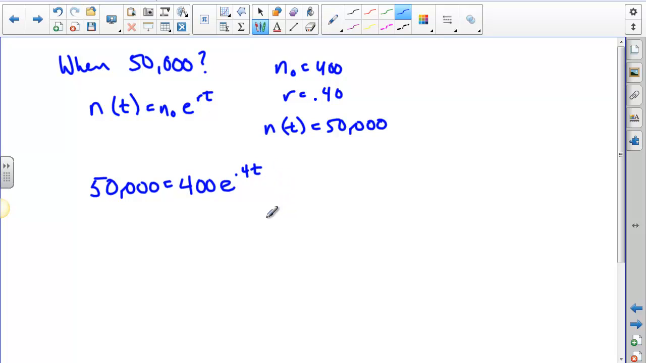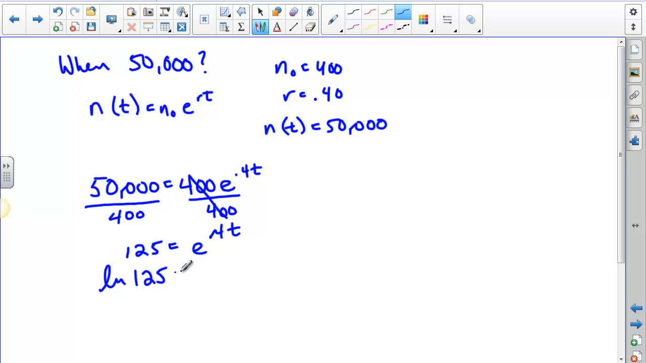Now we've got to solve this exponential equation. We've got a variable in the exponent, and so we're going to have to get this exponential term by itself and take the logs. So I'm going to do 50,000 divided by 400. And 400 e to the 0.4t divided by 400, that will cancel out the 400s, and I believe it gives me 125 on the left. Now, if that wasn't a nice number, we would keep it as a fraction, and you'll see that a little bit later on as we go through. To get rid of the e, we're going to take the natural log, so I'm going to say the natural log of 125 equals the natural log of e to the 0.4t.